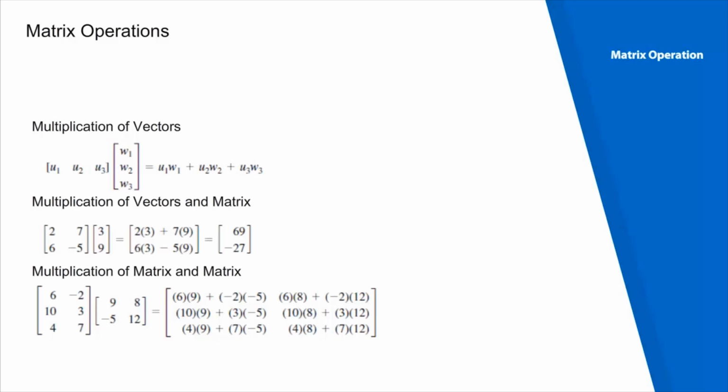Shown here is a multiplication of a 2 cross 2 matrix and a 2 element column vector, and it looks something like shown here. Then third is the matrix by matrix multiplication. Shown here is a 3 cross 2 matrix multiplication with a 2 cross 2 matrix. We get the output as shown.